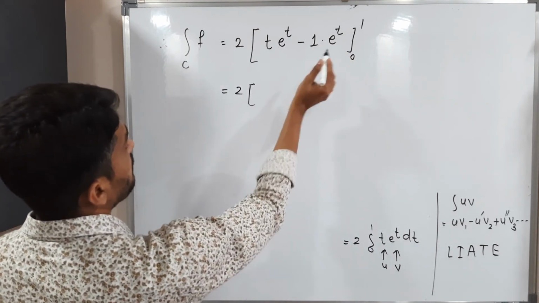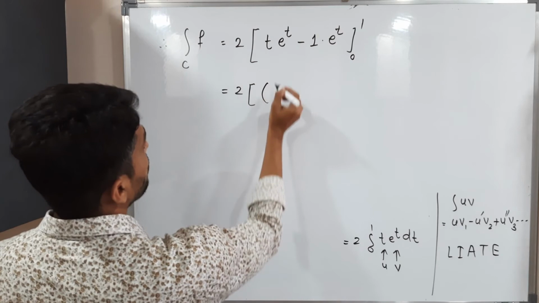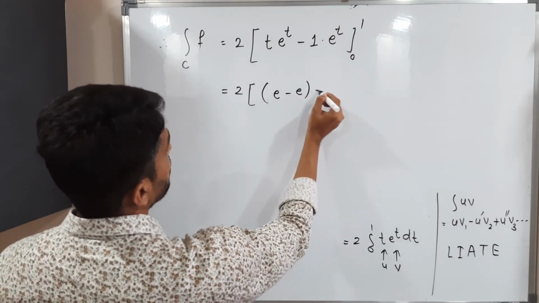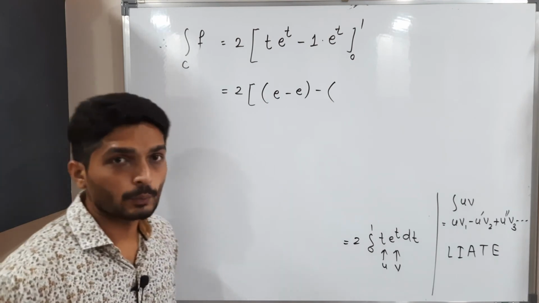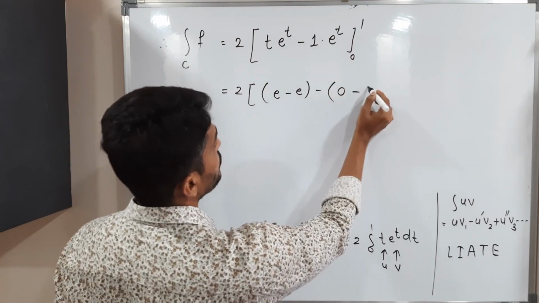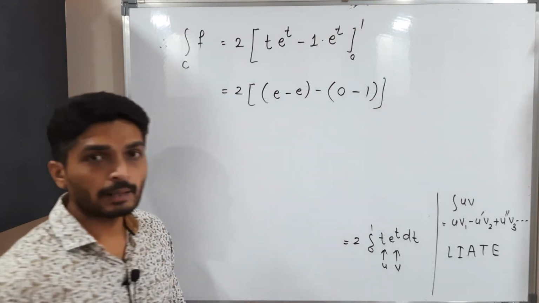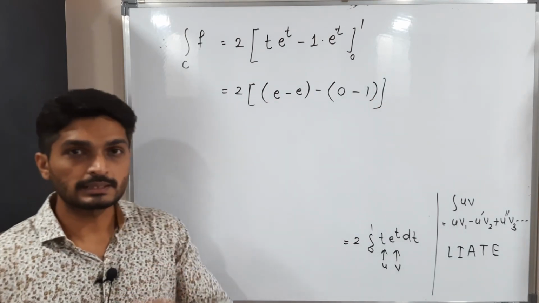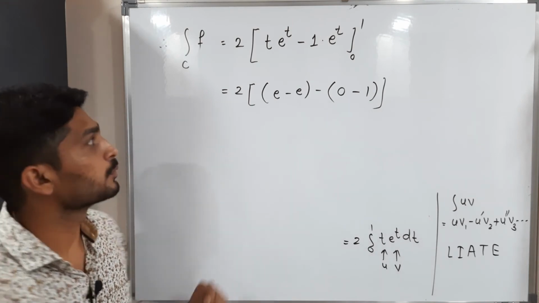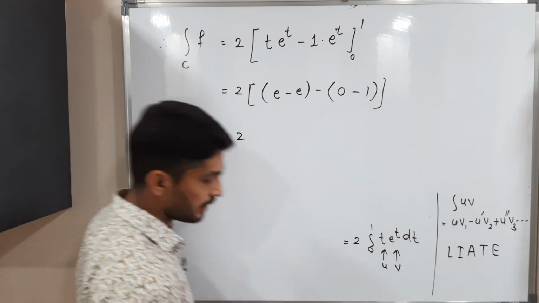Let us put the upper limit first: here I am putting 1, 1 times e only, minus, if I put 0, 0 into anything is 0, minus e raised to 0 is 1. So this minus e and plus e will get cancelled to each other, minus minus plus, 1, into 2, 2. So this is the required answer.